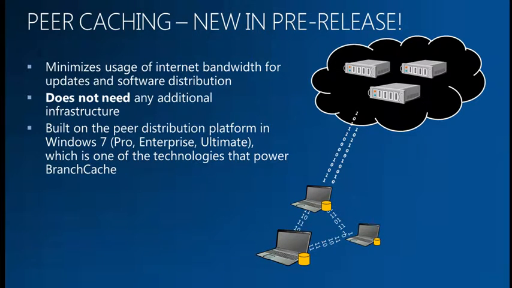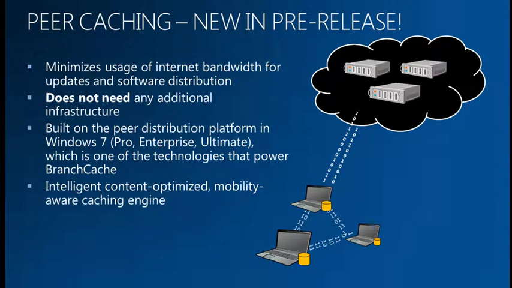It's built on the peer distribution platform, which is what is powering BranchCache as well. So all you need is the Windows 7 Pro, Enterprise, or Ultimate SKU. And by the way, you get that when you subscribe to Windows Intune, because you get the latest and greatest edition of Windows Enterprise that you can install on all your managed PCs.